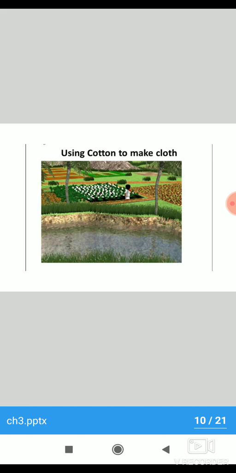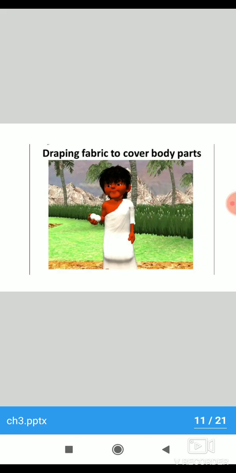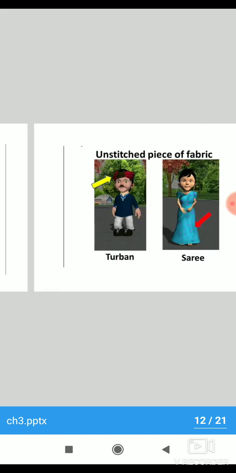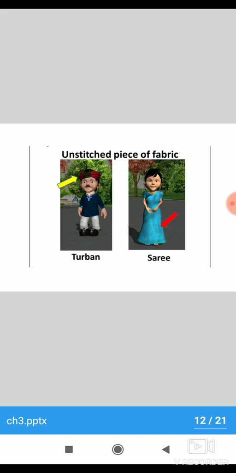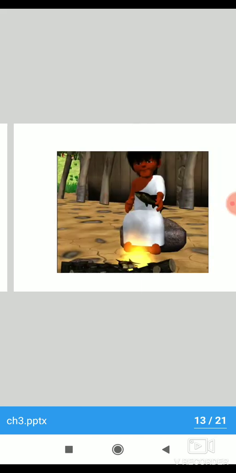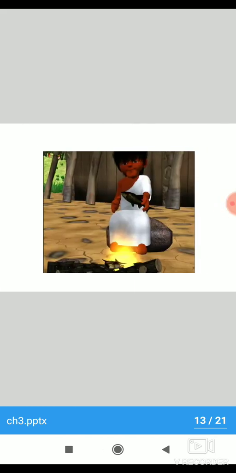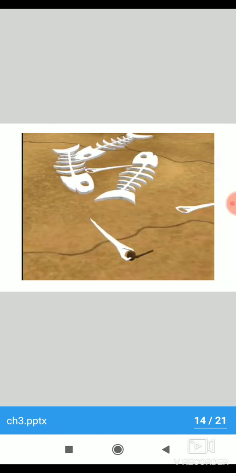Apart from cotton, another plant, flax, was also cultivated near the river Nile, and it was used for making fabrics. They still did not know how to stitch, so they simply wrapped the cloth around their bodies, just like even today we use the sari, lungi, dhoti, turban, etc. When people learned to make simple needles out of animal bones, they started sewing.